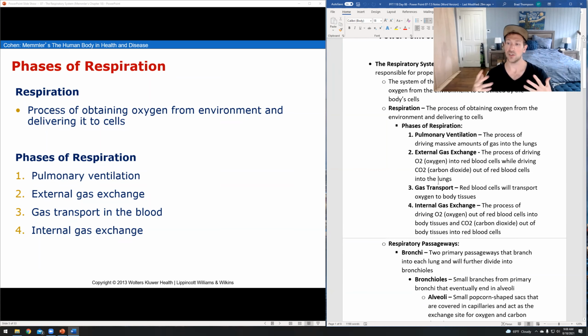So we're taking advantage of bulk flow by creating an area of low pressure in our lungs thanks to our muscles. And that drives a massive amount of gas in. That gas becomes exposed to the blood because it's sort of on the other side of the wall, right?